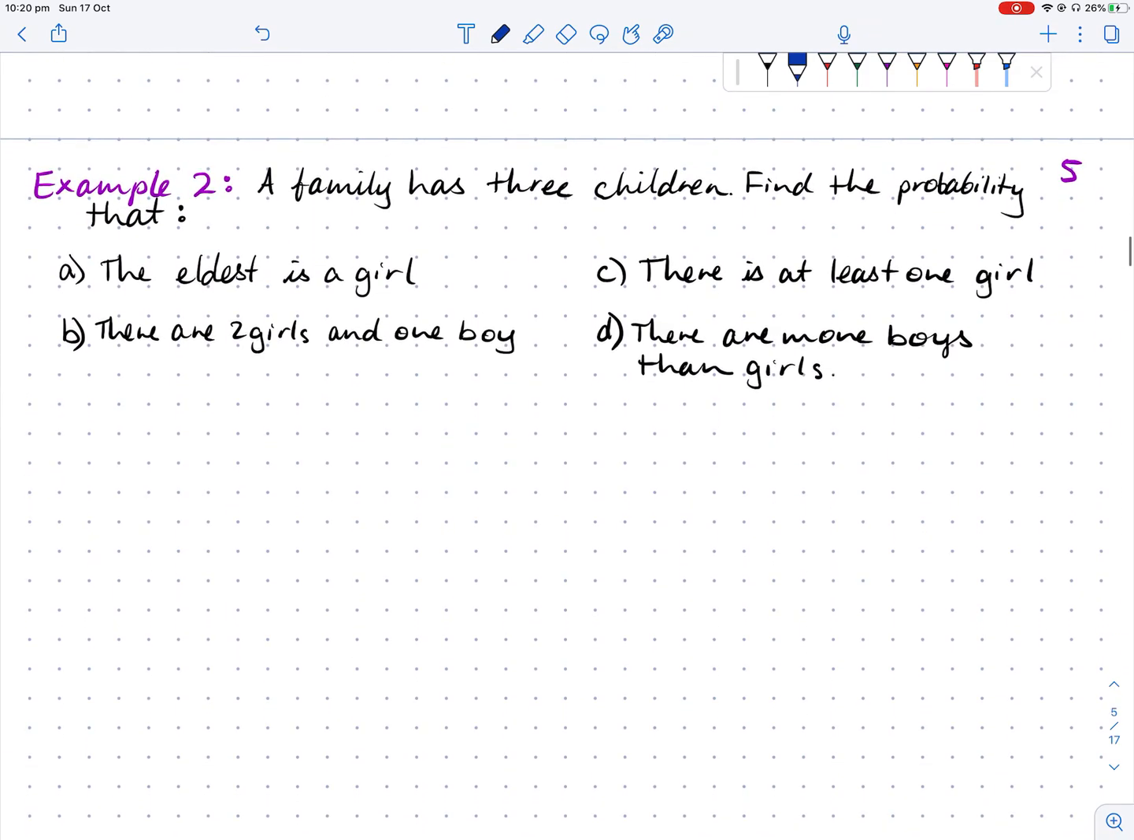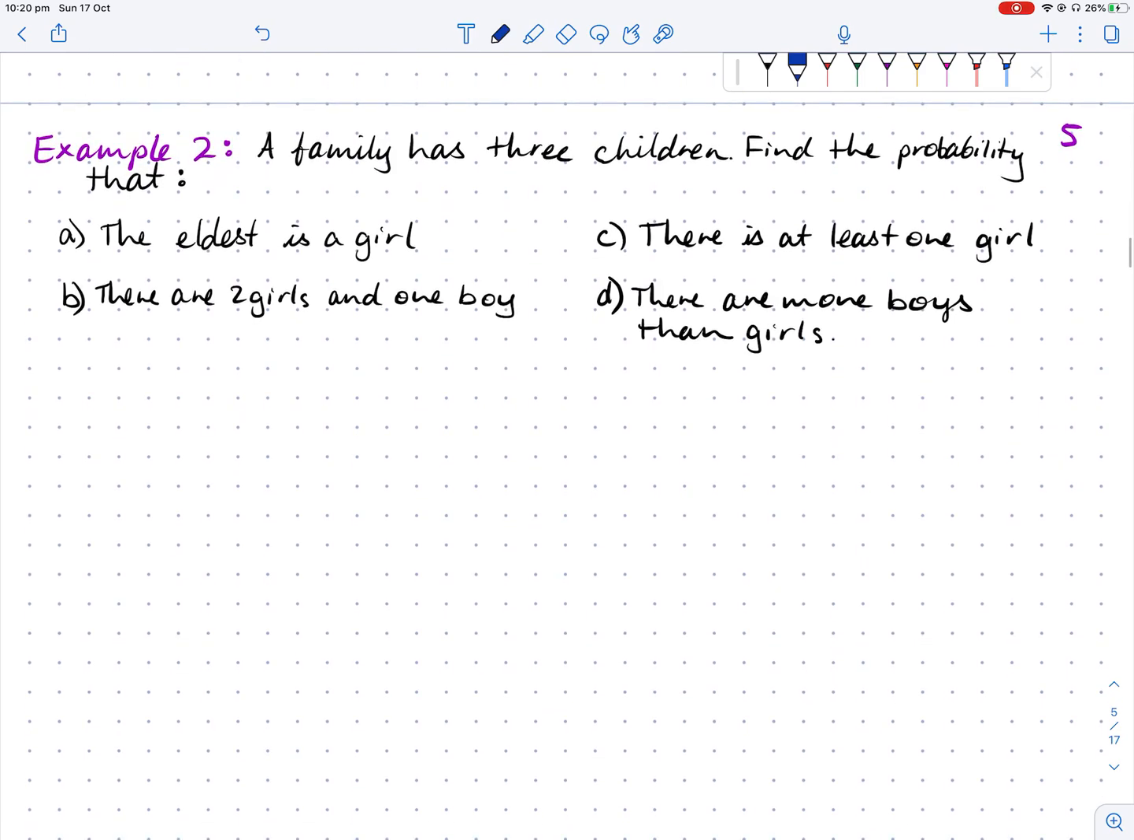The other thing that we're going to look at is tree diagrams. So we've got a family of 3 children. We want to find the probability of each of the following. Now, I haven't given you any guidance, so you can choose to do this in whichever way you want. Because we have 3 children, we've got 3 steps in this experiment, which means a tree diagram is probably the most appropriate to use.